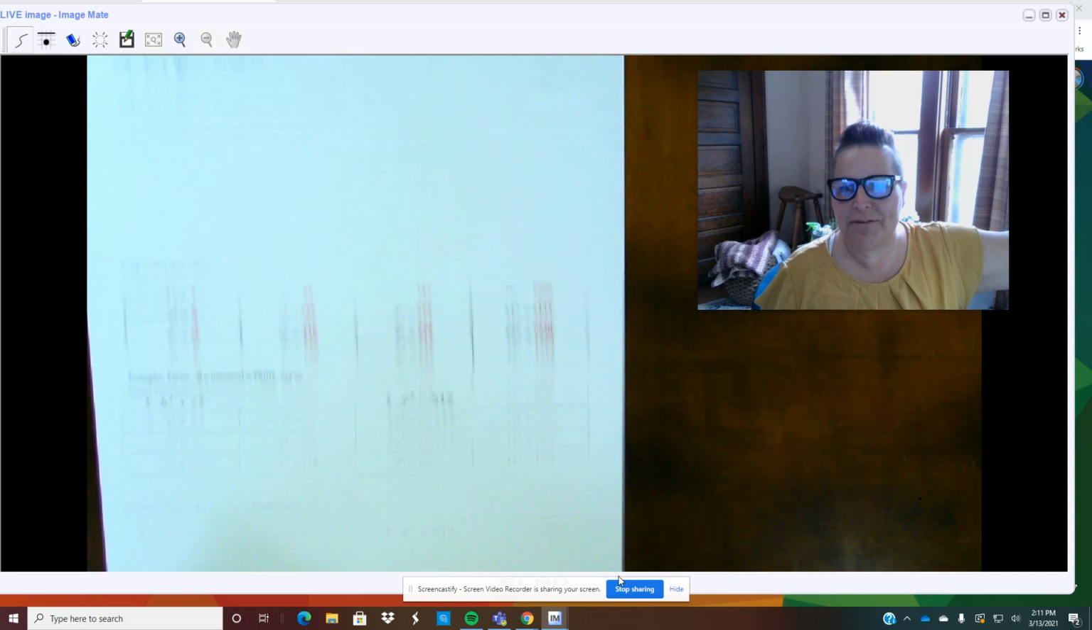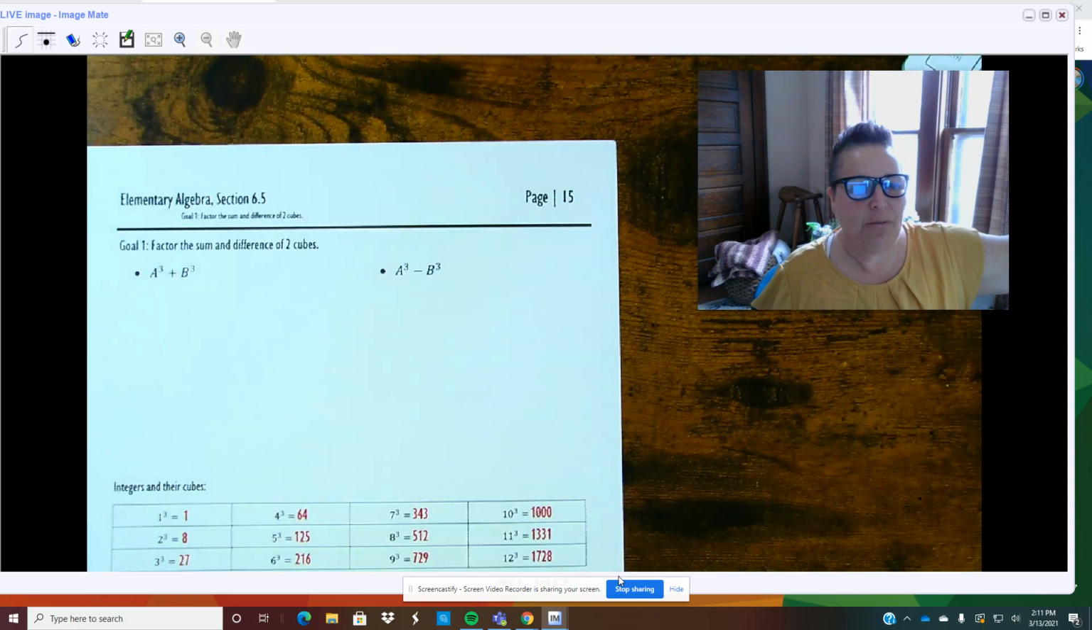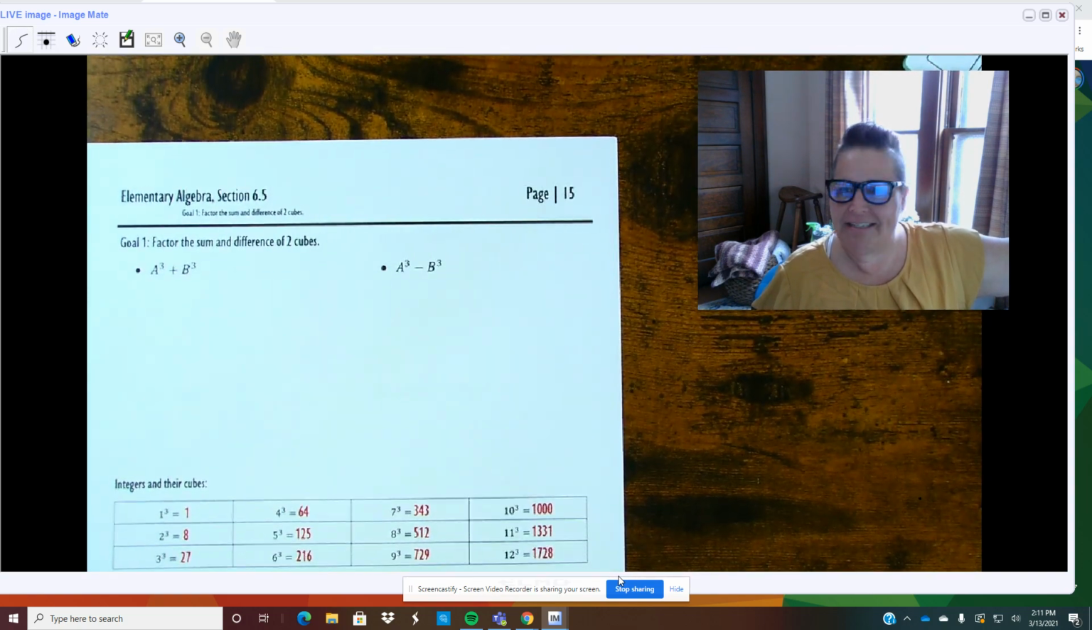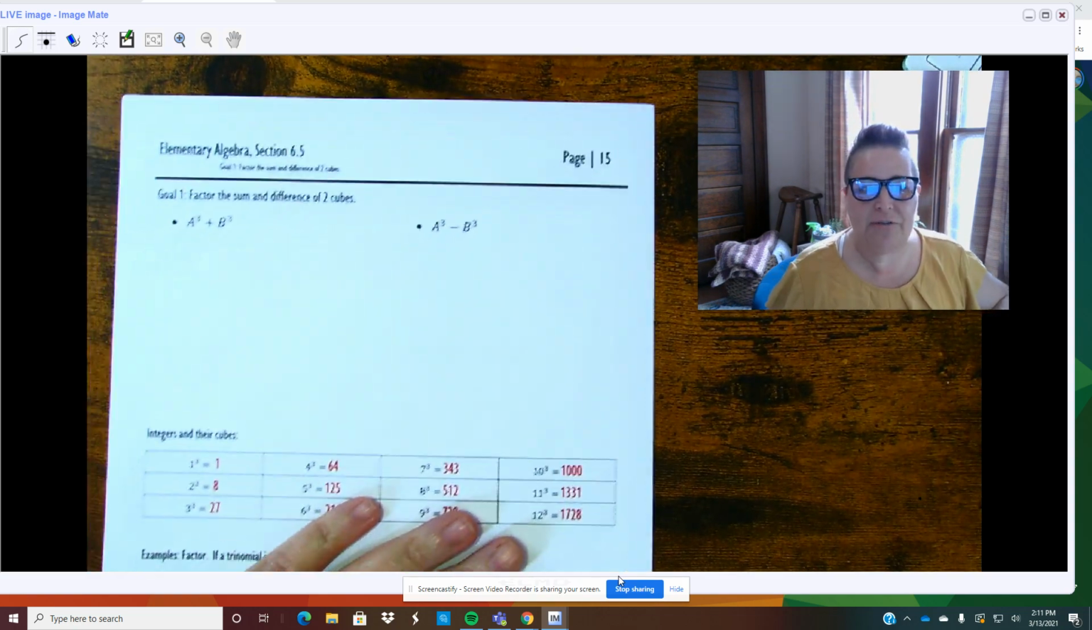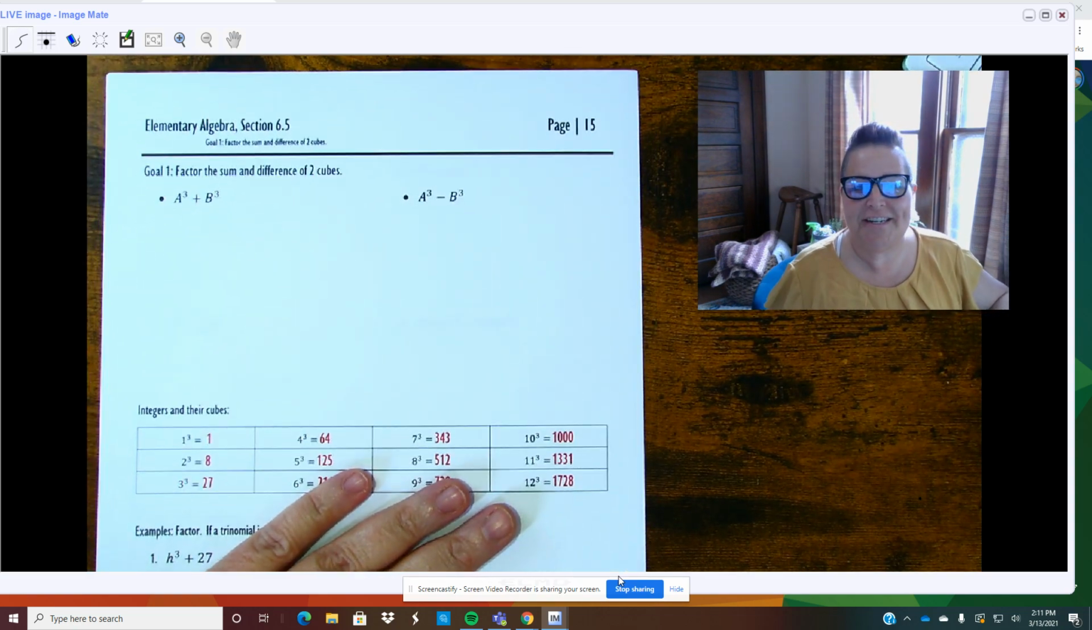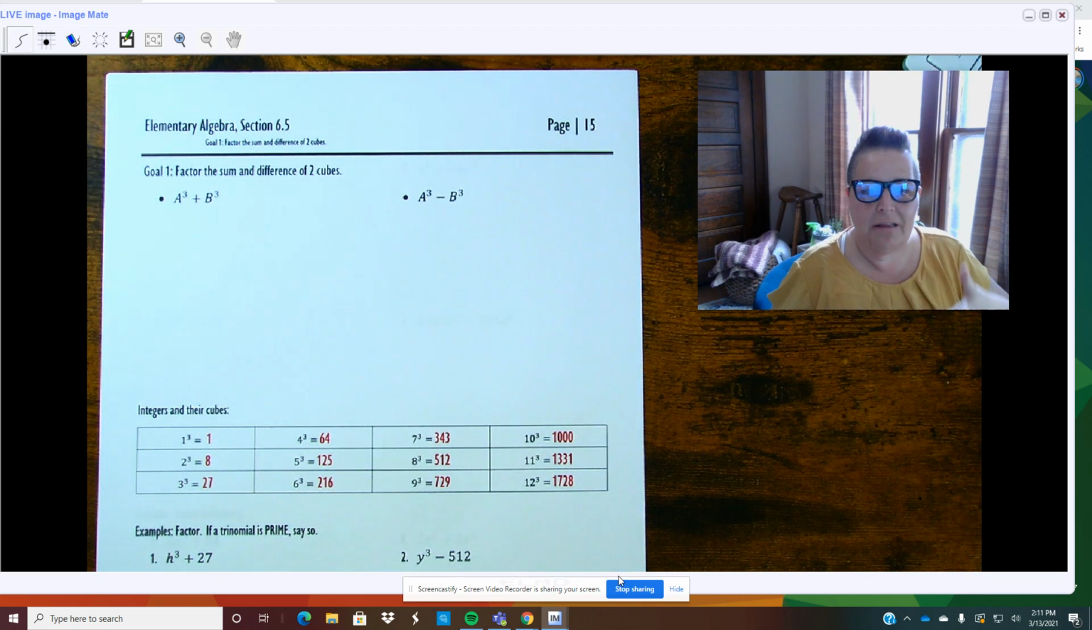I'm your instructor, Amy Fuchsteiner, and we are going to be looking today at the sum and difference of cubes, a slightly different factoring pattern from the last section, but a factoring pattern nonetheless.